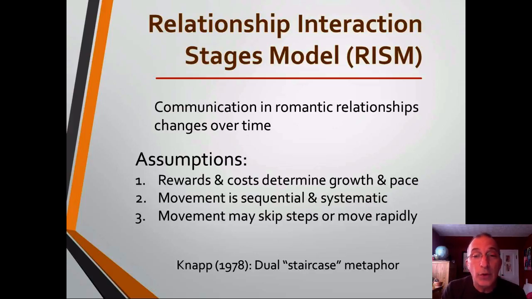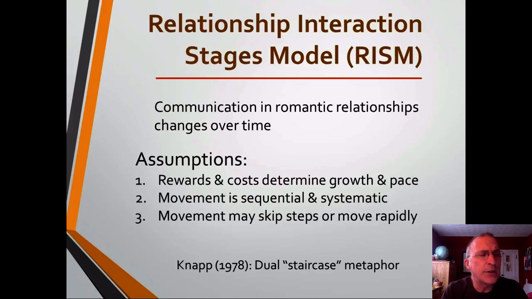Now, there's rewards and cost, so if it's more rewards, we're going to continue. If it's cost, we tend to back out of it. And there's some, in this model, sequential and systematic things, but people may move fast and skip over steps, and you don't have to go all the way up to the entire model before you start deteriorating. So the way it goes through is different for each person, but it's a way to describe what is happening, what type of communication is going on in those particular stages.